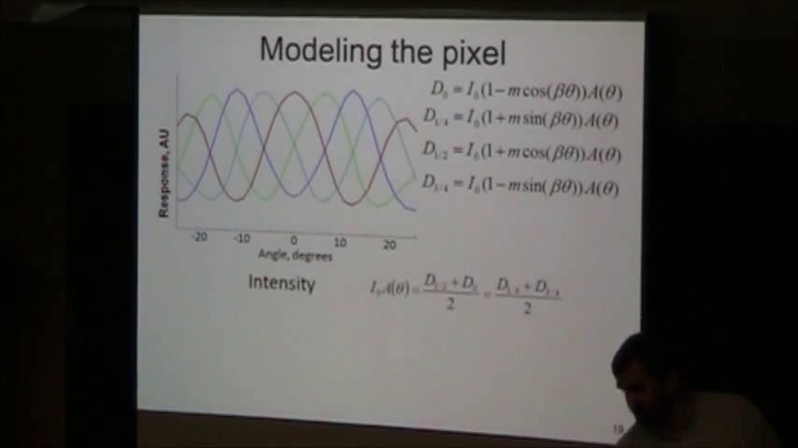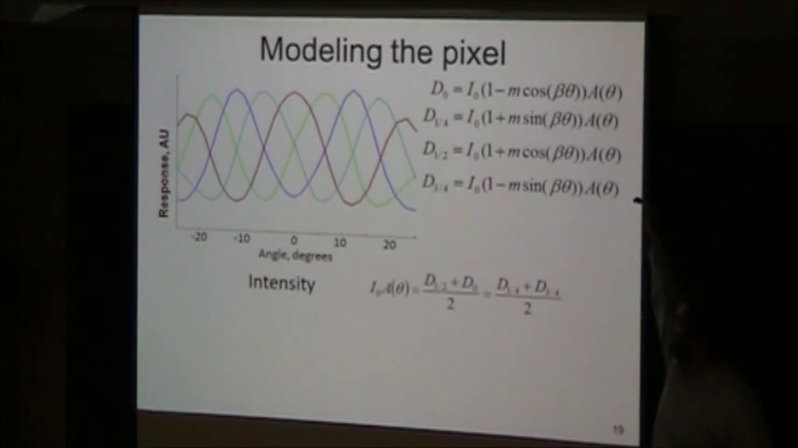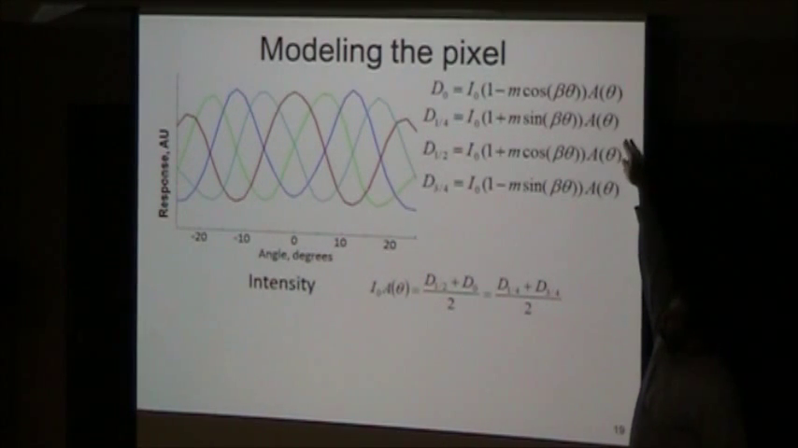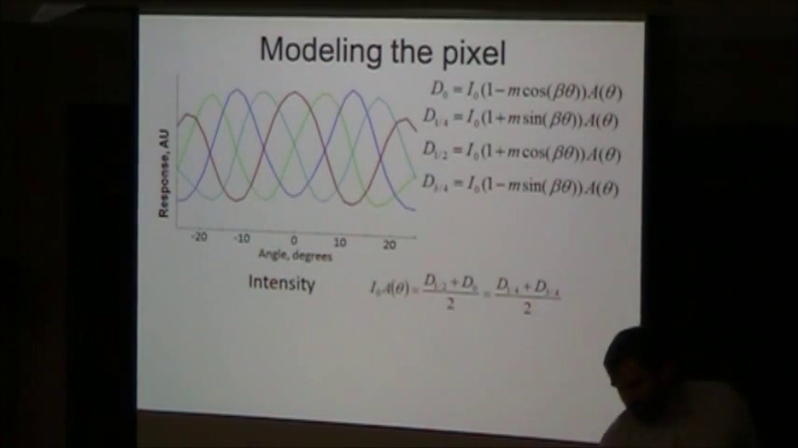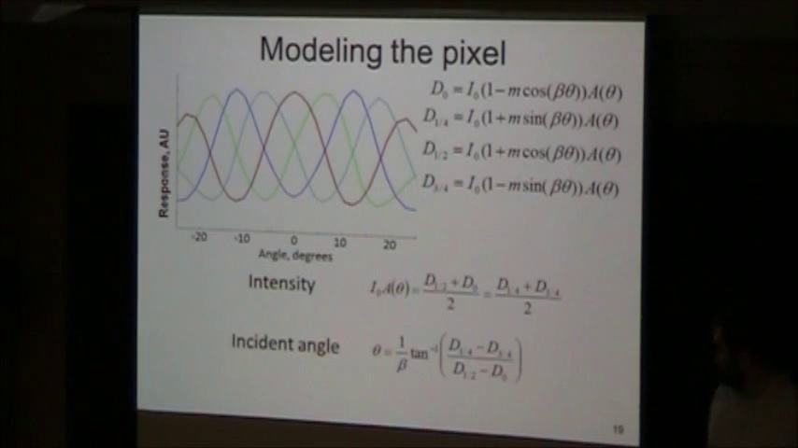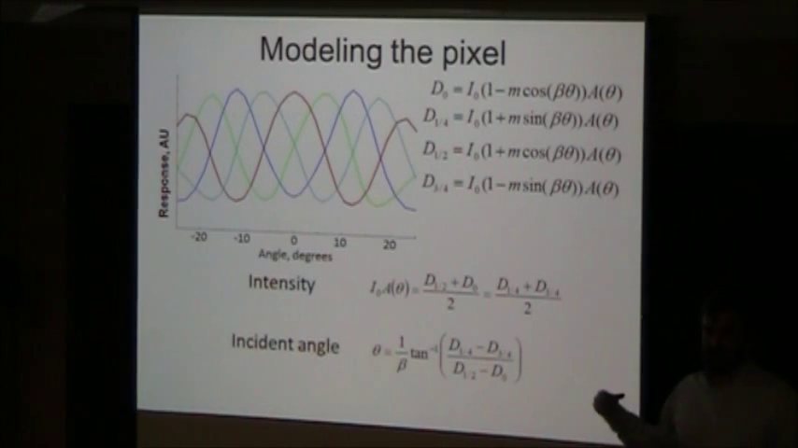And this is enough information both to extract intensity. If I just take the averages of complementary signals, for example, D0 and D1/2, I get just the intensity out. Whereas if I do a little bit of trigonometry on the differences of them, I automatically extract the angle. So all the information is there. We have both the intensity information and the angle information, and they're essentially independent.